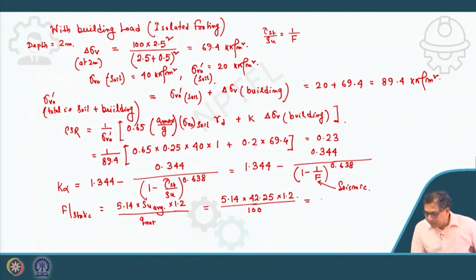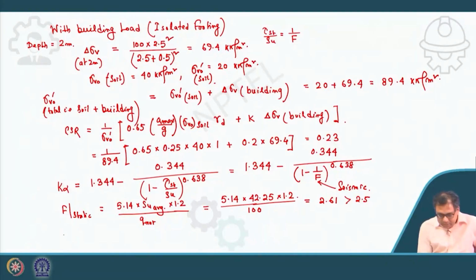So the factor of safety is coming out to be 2.61, which is safe against static load. Under static condition it is safe, because generally we take the factor of safety greater than 2.5 or 3, so it is safe. Okay. So now I will calculate the seismic factor of safety.